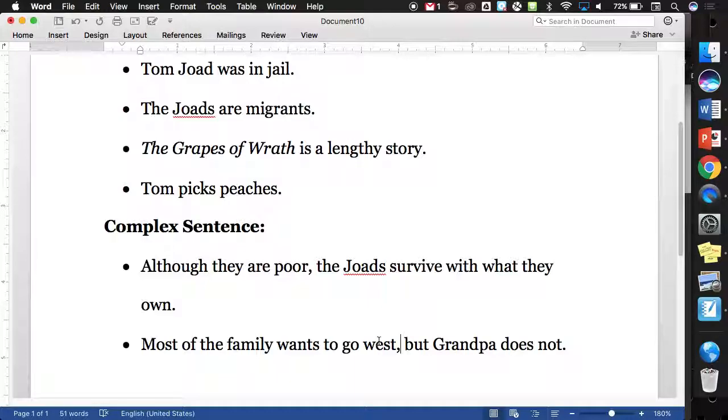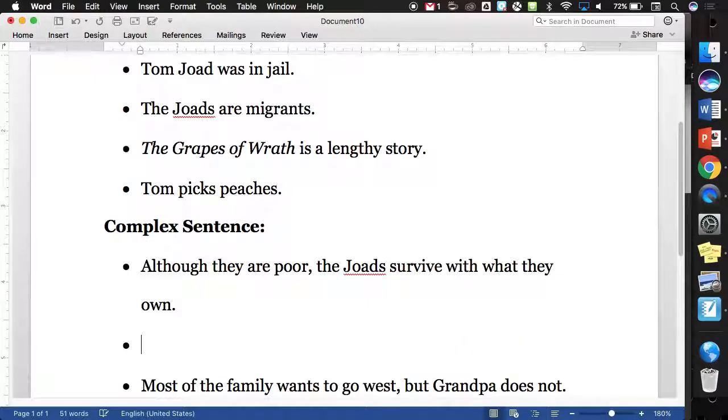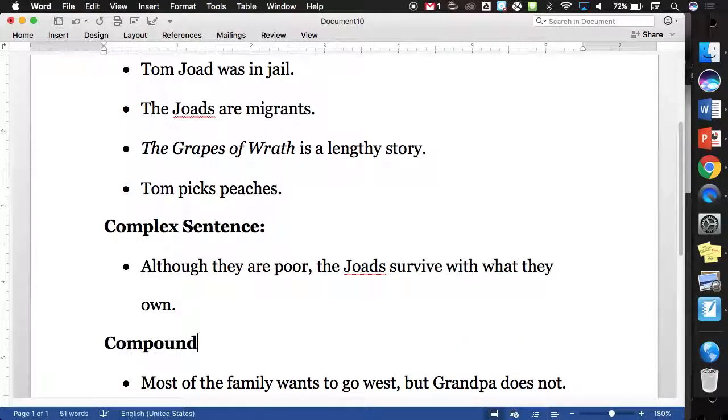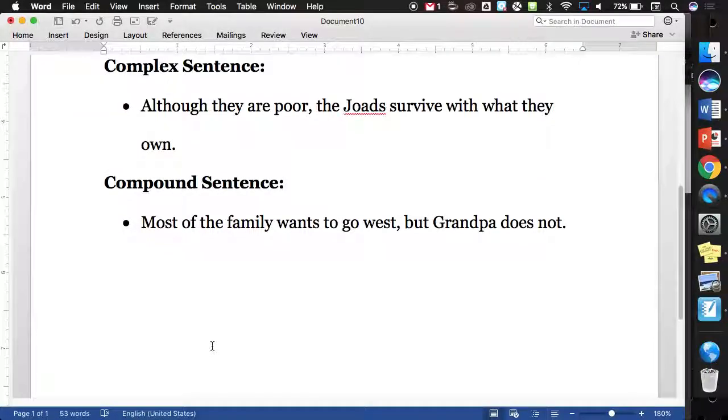Compound sentence? It's a compound sentence. You're right. So what's the difference, besides having the word but in there? Complex contains a dependent clause and an independent clause, while compound sentences contain two independent clauses. And you'll hear people use the term dependent clause and also subordinate clauses because of subordinate conjunctions going along with it. I tend to use dependent and independent as well. But if it's a complex sentence, you have two parts to the sentence. You have one part that is going to be an independent clause. It could be a sentence by itself. Although they are poor, the Jodes survive with what they own. Which part of that sentence is an independent clause?